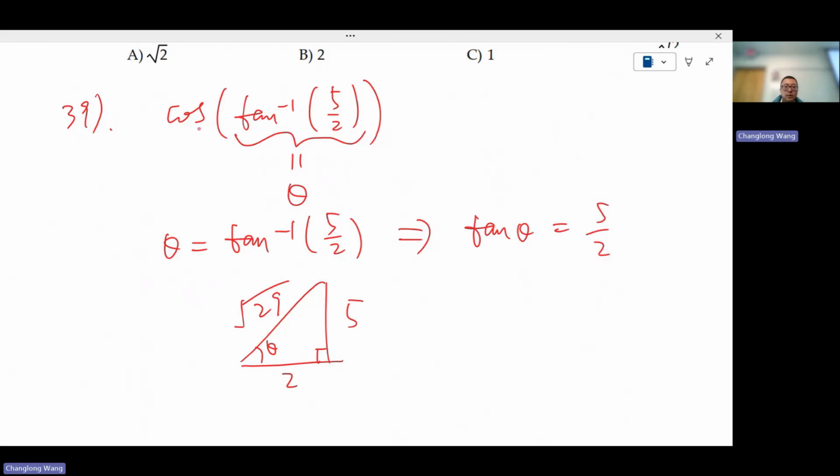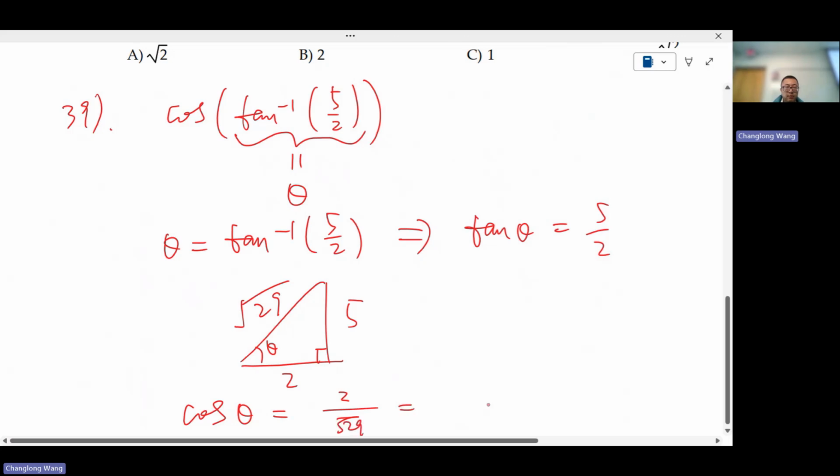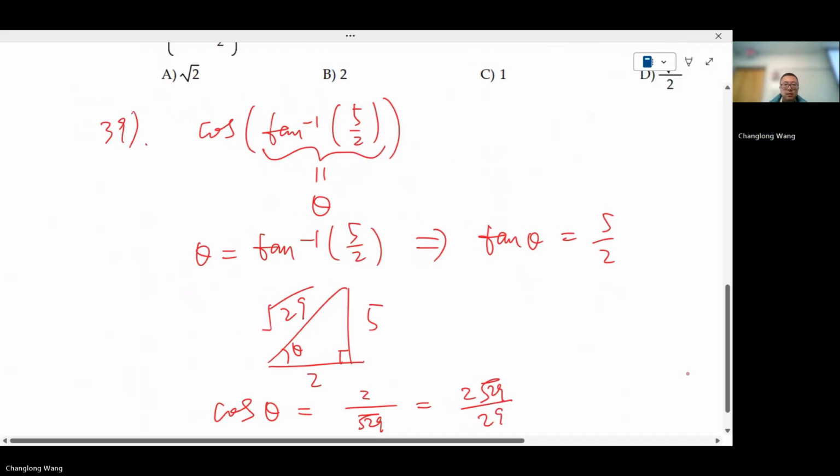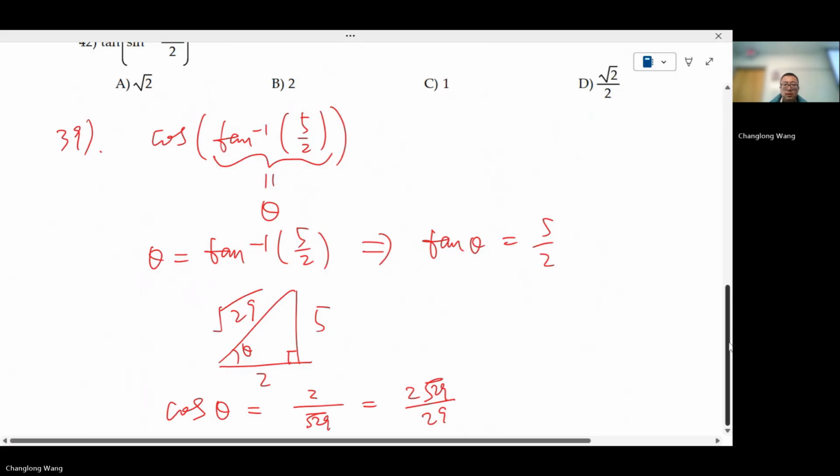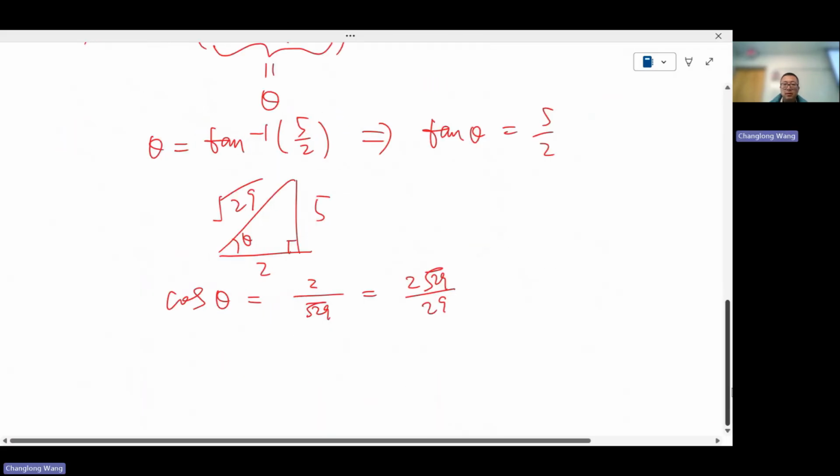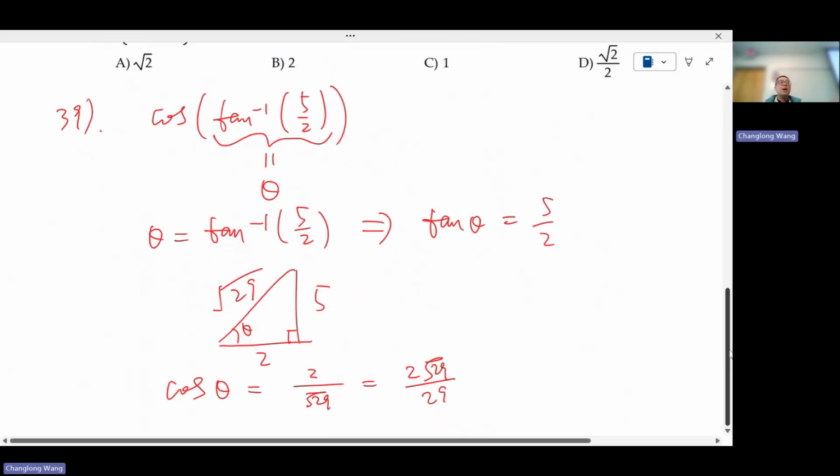So what do we want? We want cosine of this complicated thing, but I call it theta. Isn't that just asking, what is cosine theta in this right triangle? And it better be 2 over radical 29. If you rationalize it, it will be 2 radical 29 over 29. How do you guys like this problem? That was not bad at all.